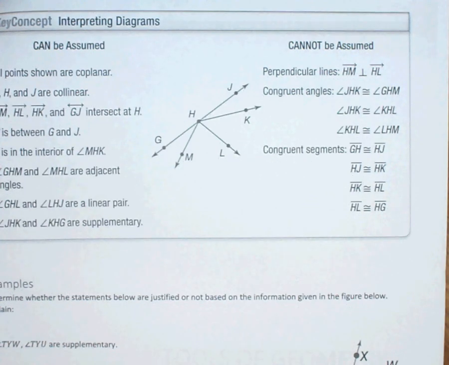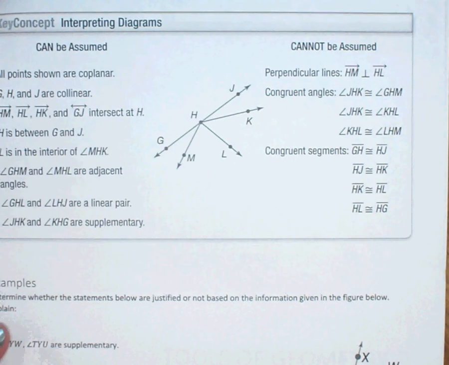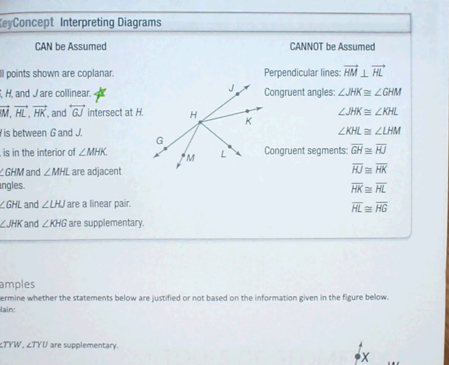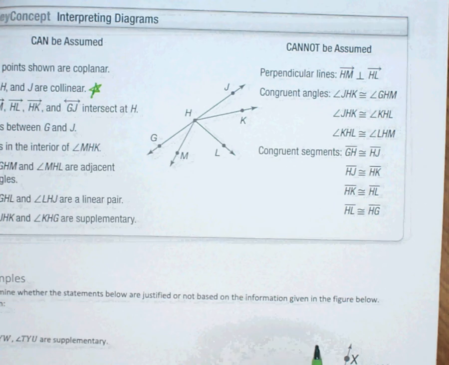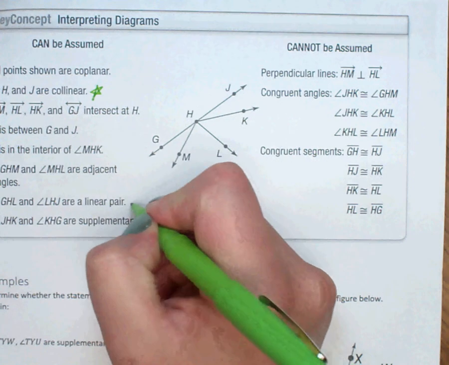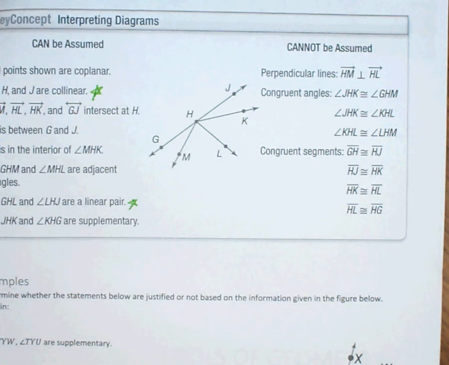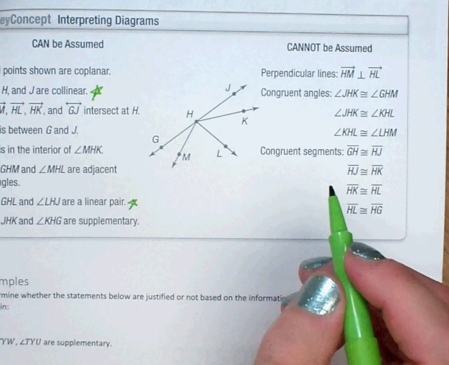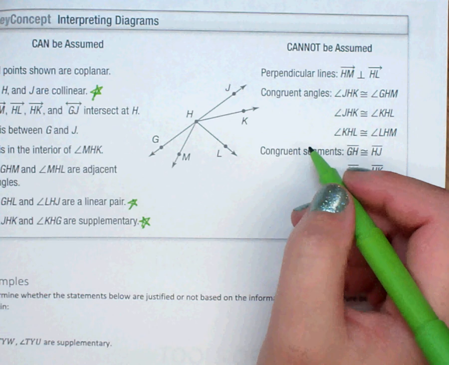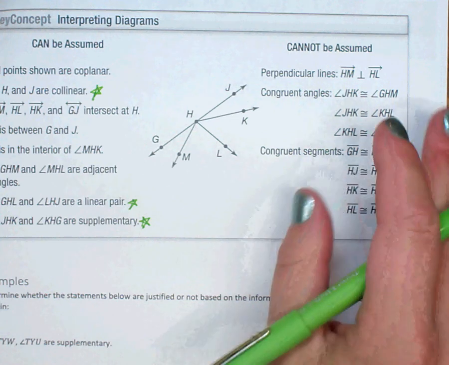This last bit of section 5 is about things that you can and cannot assume. Some of the big ones, you can assume that lines are collinear. Assume that any line that looks like a straight line is. If you see straight lines, you can assume things are linear pairs. You can assume things are supplementary. Those are some of the big ones to take away.